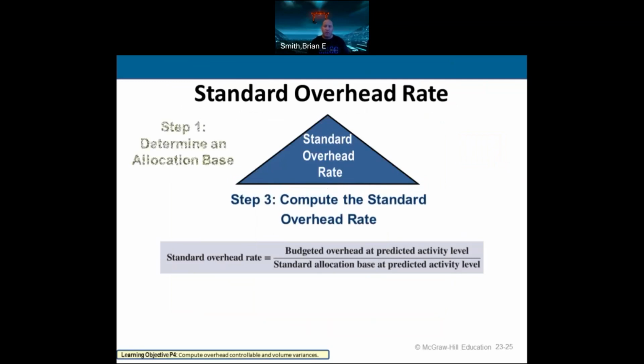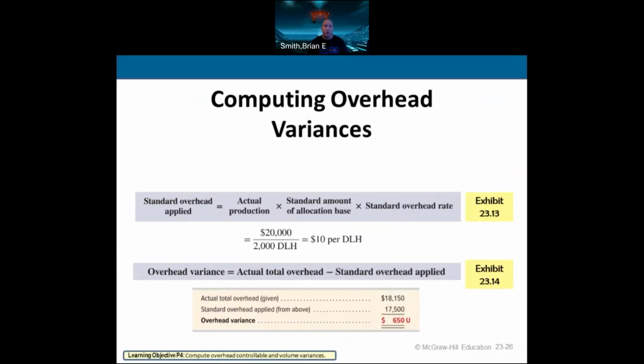So this is how we do it. Determine the allocation base at the predicted activity level. Okay, here we go. So we had actual production. We take that times the standard amount of allocation base and multiply it by the standard overhead rate. In this case, our overhead variance is our actual total overhead minus our standard overhead applied. Our actual overhead was $18,150. Our standard was $17,500. So we have an overhead variance of $650.